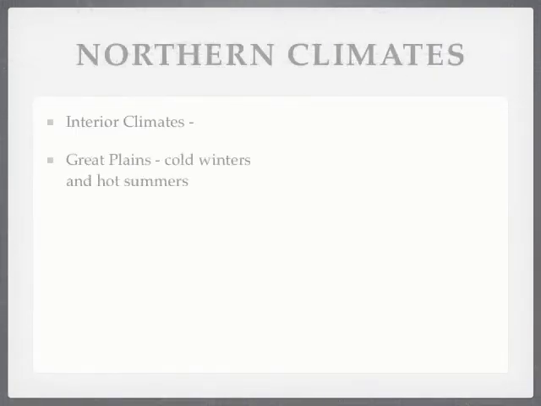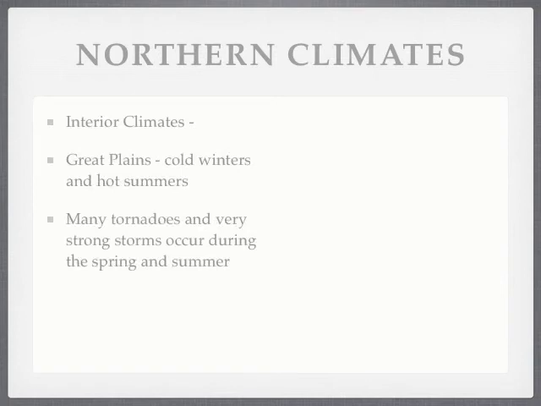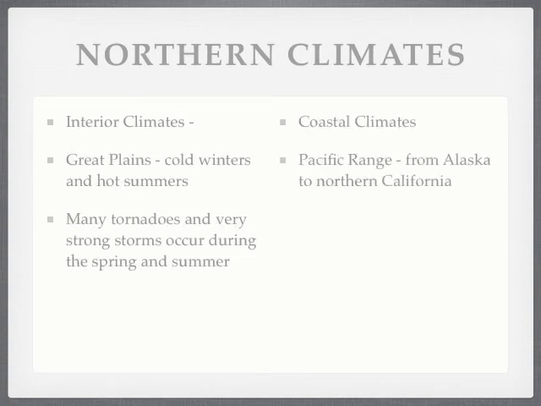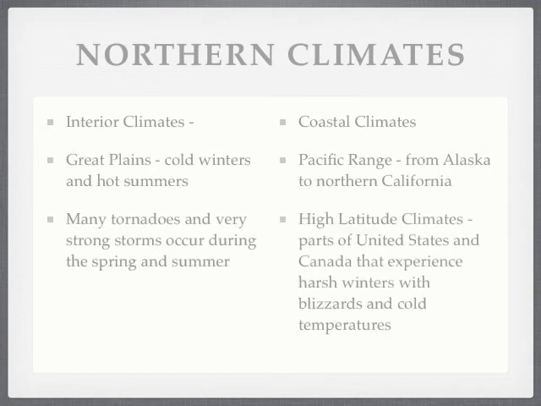Next are the northern climates: interior, Great Plains, cold winters, hot summers. This is where there's many tornadoes. Strong storms occur during the spring and summer. The coastal climates: Pacific Range from Alaska to Northern California. High latitude climates, parts of the United States and Canada that experience harsh winters with blizzards and cold temperatures. You live in one of those. Chicago is part of the high latitude climates.